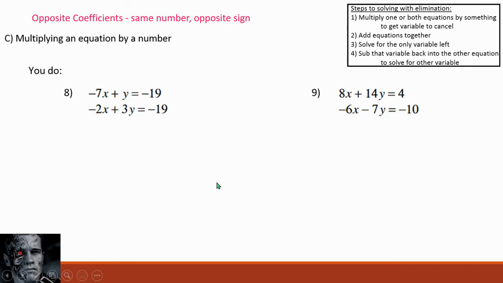On number 8 and number 9, I'm going to have you take a moment and think about number 8. Think about which variable we could potentially eliminate by multiplying one of the equations by something.